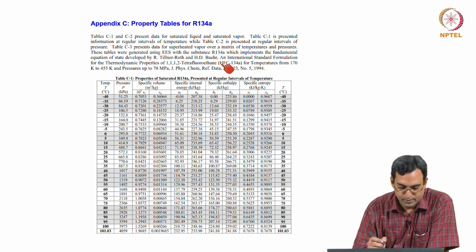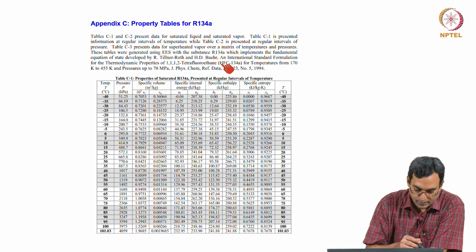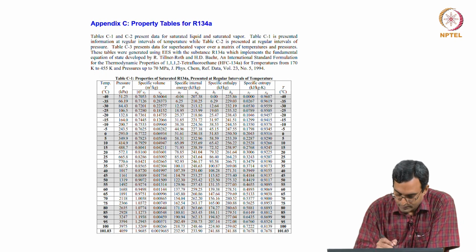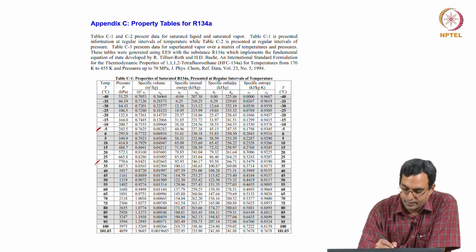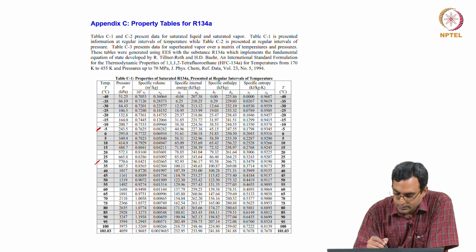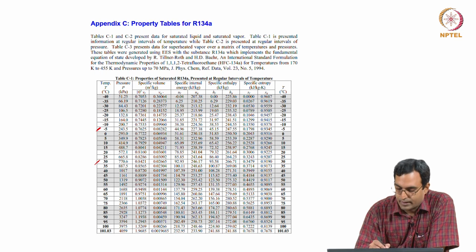So, what we are interested in at the moment is to find out the values between minus 5 degrees and 30 degrees centigrade. These tables are to be read in the same fashion as our steam tables. It has temperatures, it has pressures, it has specific volumes of liquid and vapor. In this particular table, the specific volume for the liquid has been multiplied by 10 power 3.